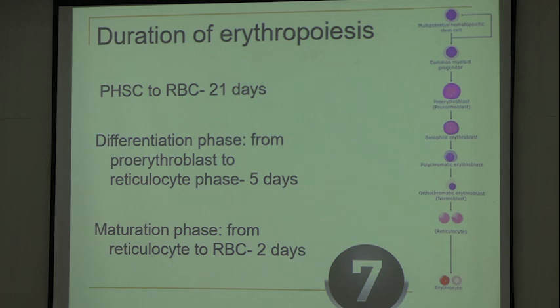And how much time is required for erythropoiesis? 21 days it requires from this stage to this stage. But normally we will consider that erythropoiesis takes only 7 days, from pro-erythroblast to erythrocyte. Pro-erythroblast to this takes 5 days. From here to here takes 5 days. And from here to here, the last stage requires 2 days. So total 7 days.